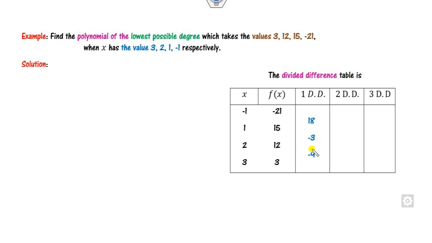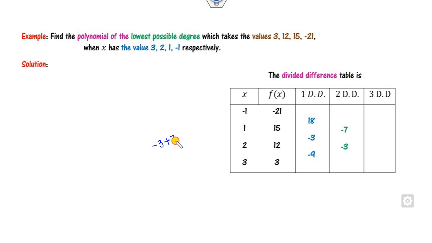Now since they are not constant, we can find another one. This number is minus 3 minus 18, the second divided difference, so you can start from 1 and 2. So 2 minus minus plus 1, 21 by 3, minus 7. Then look at these numbers: minus 3 minus minus plus 3, 1 and 3. So it's minus 6 by 2, which is minus 3. Since again they are not constant, we can find another number.